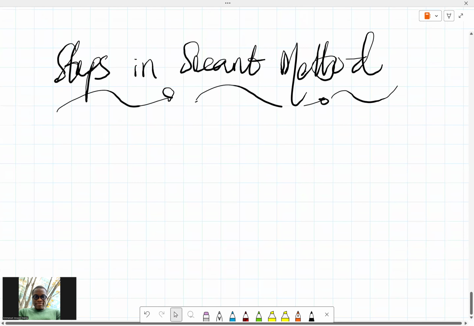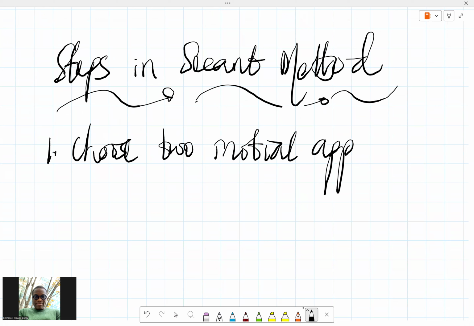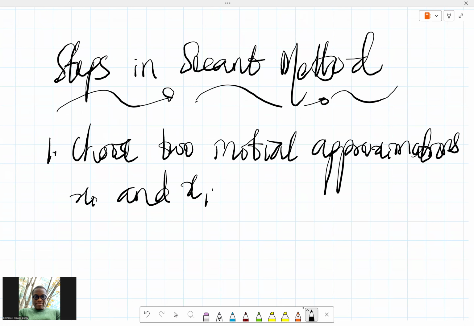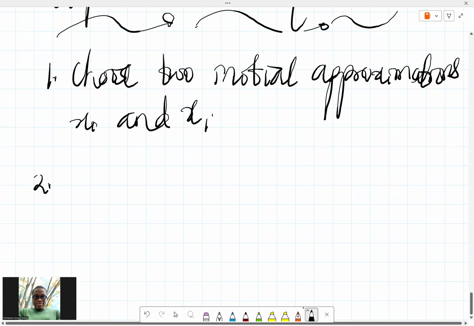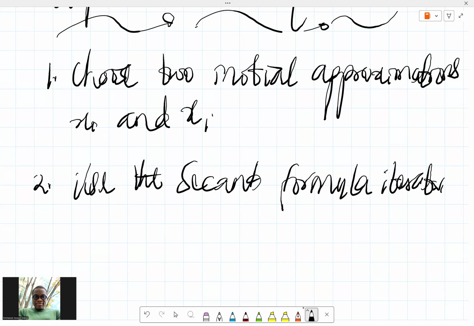So the first thing we want to do is choose two initial approximations, x0 and x1. We saw that when we were explaining up there. Then two, use the second formula iteratively, like keep iterating.